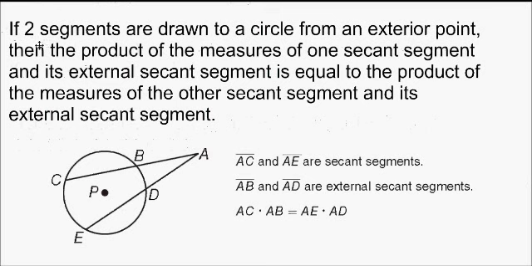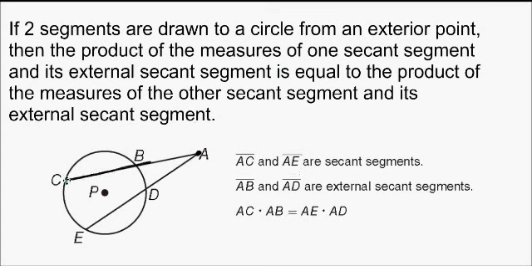You can see here that if two segments are drawn to a circle from an exterior point, such as here, so we have two segments drawn from our exterior point A, then the product of the measures of one secant segment and its external secant segment is equal to the product of the measures of the other secant segment and its external secant segment.